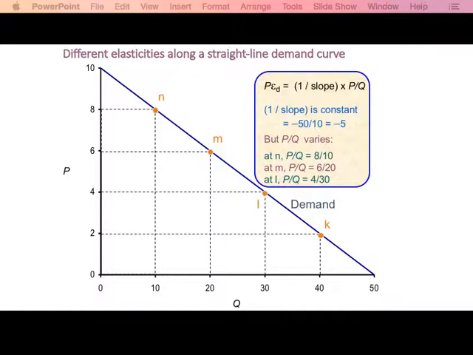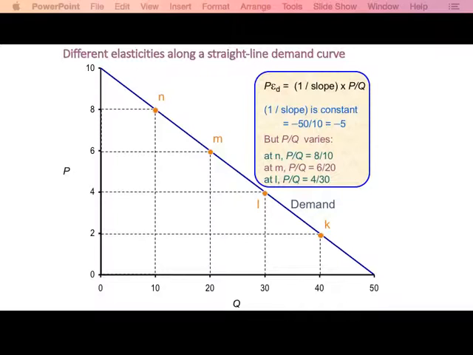Anyone? What's the price elasticity of demand at point N? Given the slope, 1 over slope value, and P over Q values. Sorry? Negative 4? Yes, it's negative 4. And try to find at point K now. So demand is very elastic at point N. Keep that in mind. Highly elastic, in other words.